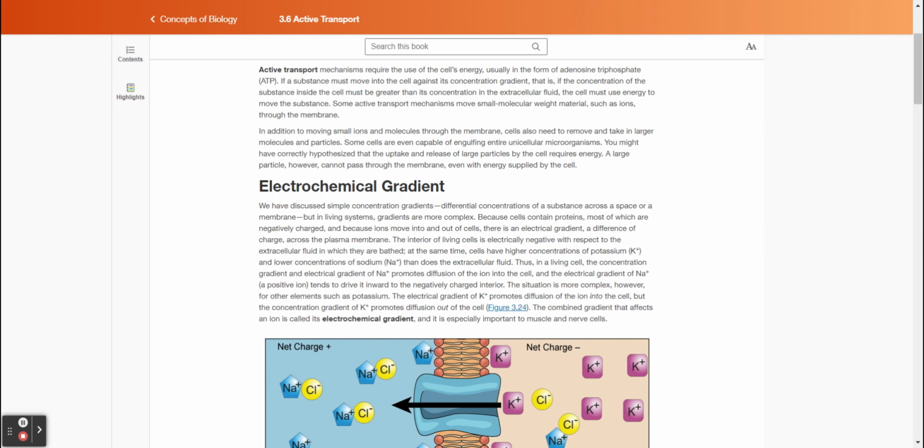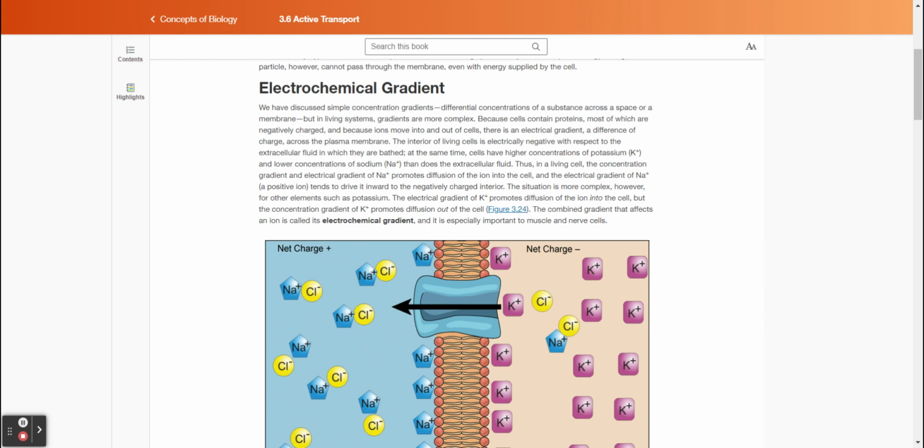In addition to moving small ions and molecules through the membrane, cells also need to remove and take in larger molecules and particles. Some cells are even capable of engulfing entire unicellular microorganisms. You might have correctly hypothesized that the uptake and release of large particles by the cell requires energy. A large particle, however, cannot pass through the membrane even with energy supplied by the cell.